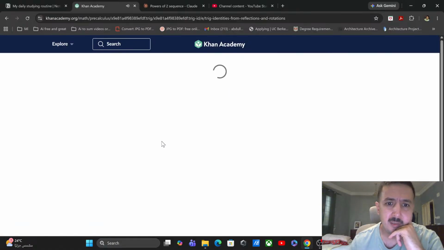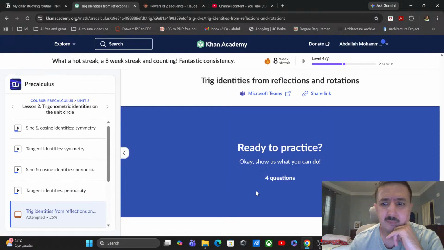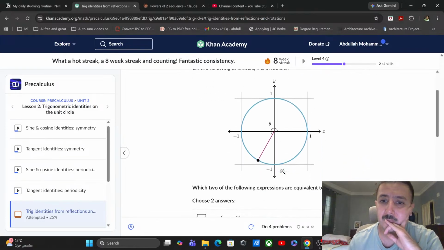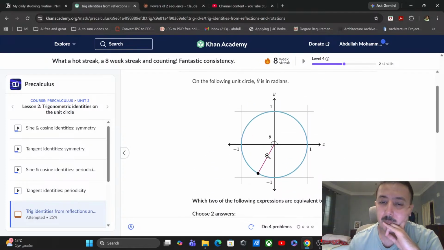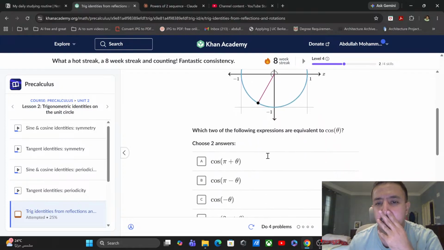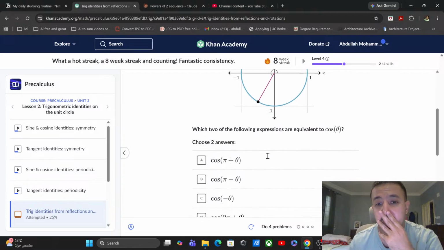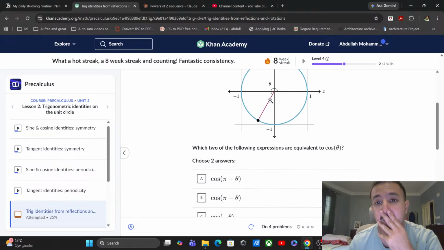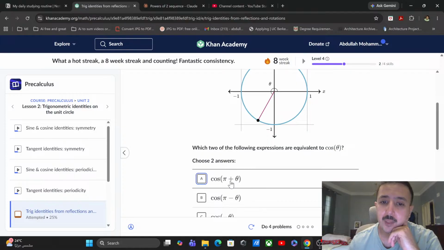Let's do it again. On the following, this is the pi. Okay. It's positive. Wait. Cosine is minus. Actually minus, because both x and y are minus. Cosine is x and it's minus. So it's minus.